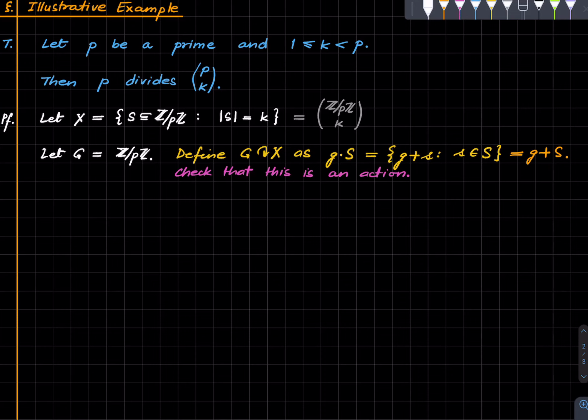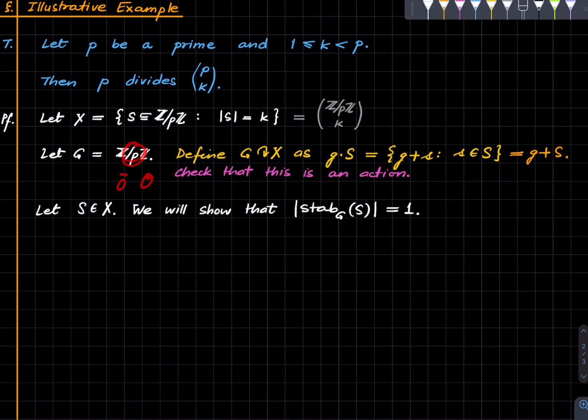And here is the point. Let S be some arbitrary element of X. We will show that the stabilizer of S has size 1. Sorry, what am I writing? Stabilizer of S has size 1. So basically the stabilizer is the trivial group. The only element in it is the identity of the group G, which is the element 0 bar, or we may just write it as 0.